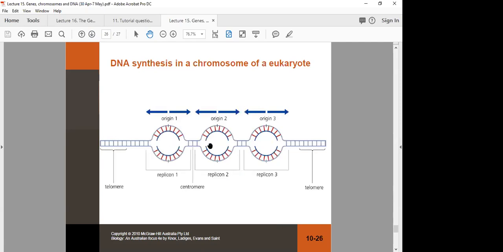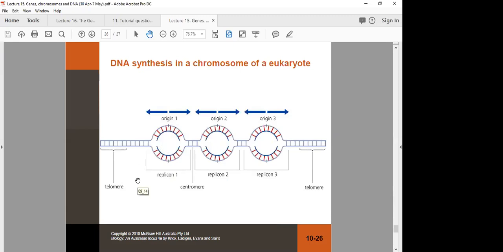So this represents one eukaryotic chromosome, and we can see here 1, 2, 3 regions that are being replicated at the same time. Each of these regions is called a replicon, and only 3 replicons are pictured here. There's probably hundreds, if not thousands, of these on each chromosome. Each replicon that's being replicated has a replication fork here and another replication fork here. So that means replication is proceeding in both directions, not just one direction.